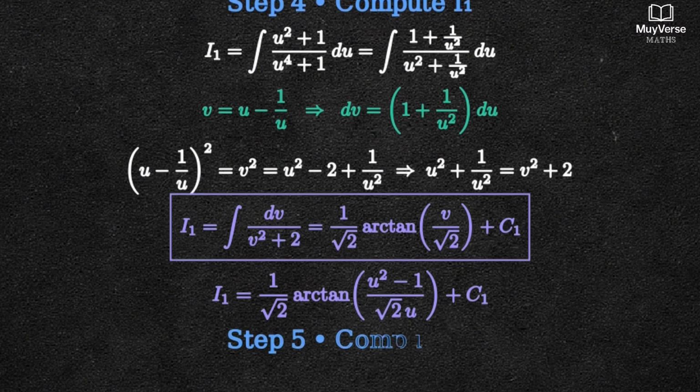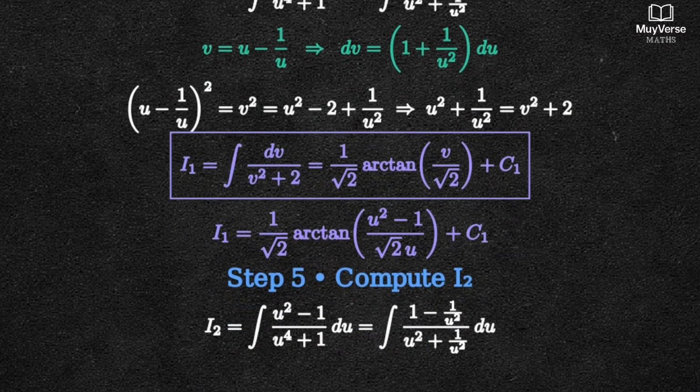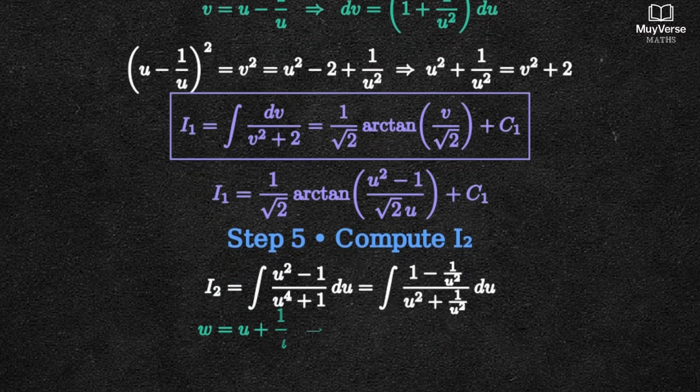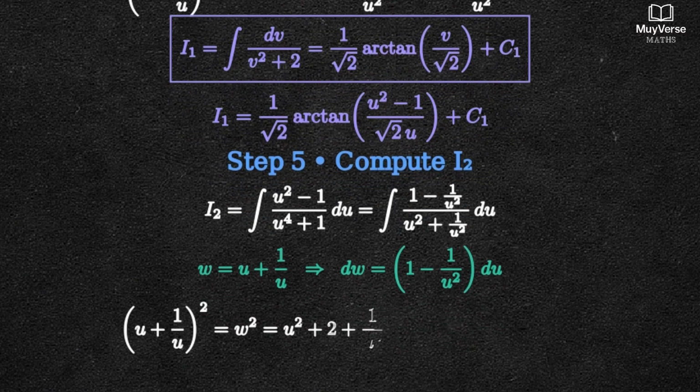Step 5. Evaluate I2. Again divide numerator and denominator by u squared. Let w equal u plus 1 over u. So dw equals 1 minus 1 over u squared du. Then u squared plus 1 over u squared equals w squared minus 2.